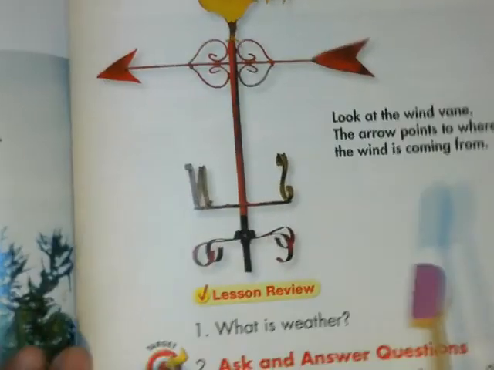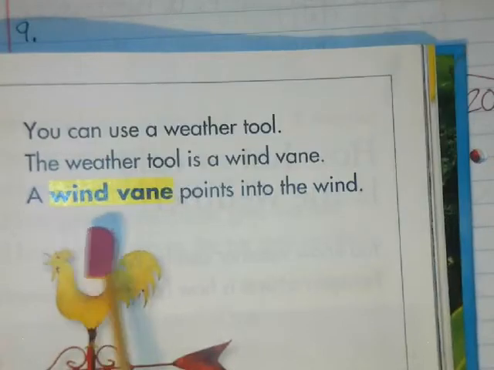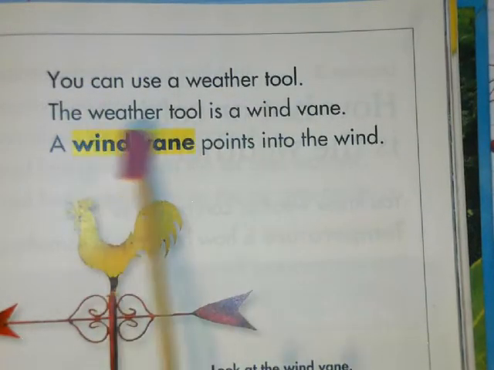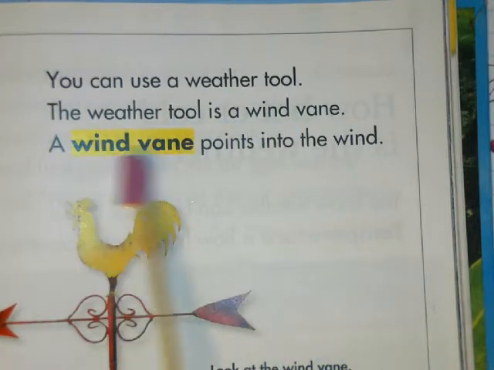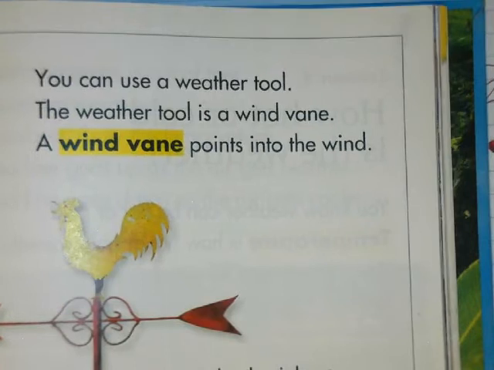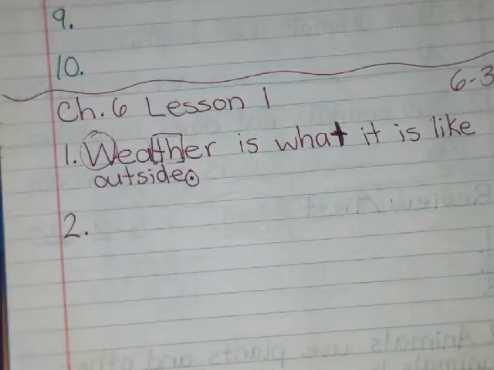Okay, let's go to number 2. What does a wind vane show you? So right here it was talking about wind vanes. You can use a weather tool. The weather tool is a wind vane. A wind vane points into the wind. The arrow points to where the wind is coming from. So a wind vane shows you where the wind is coming from.